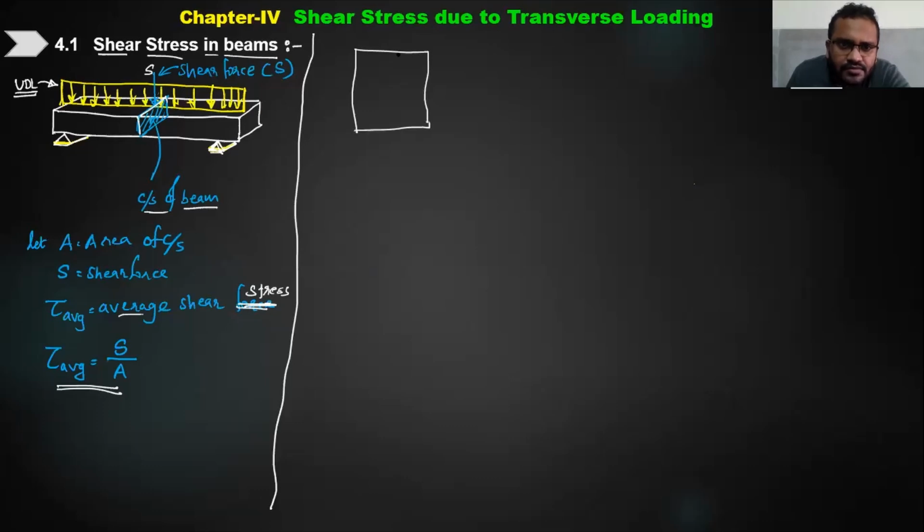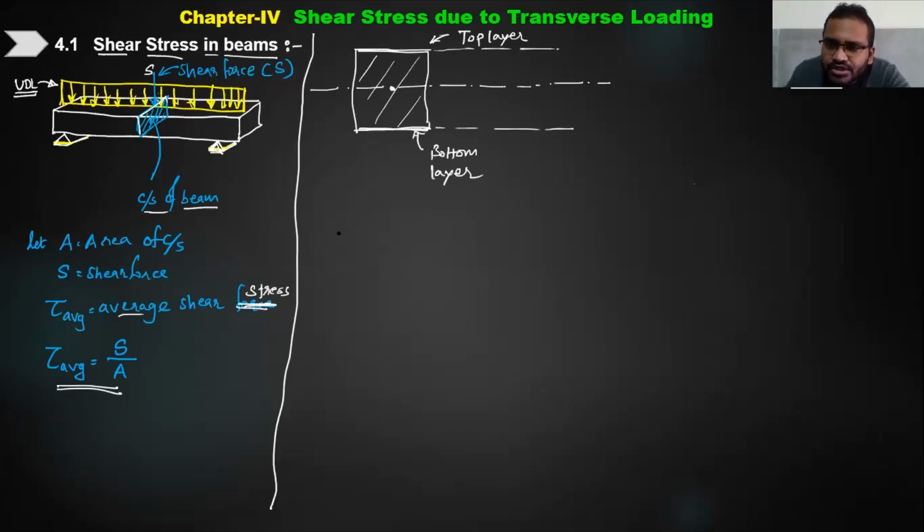This is my rectangular cross section, right? And if my neutral axis is like this, then we know that this will be the top layer and this will be the bottom layer. On the top and bottom layers, how is the shear stress varying? The shear stress at any particular layer is given by some formula. What is that formula? We'll understand.